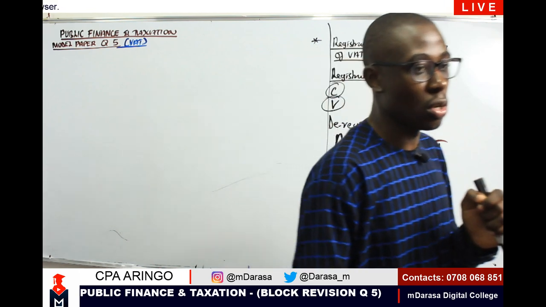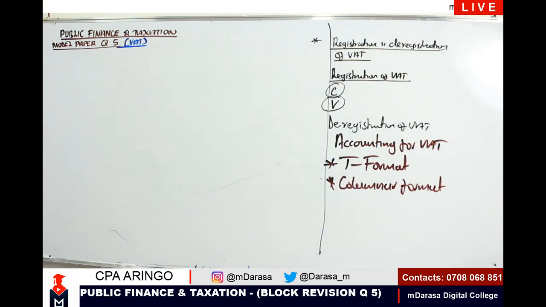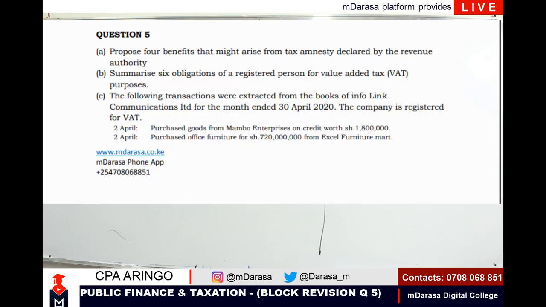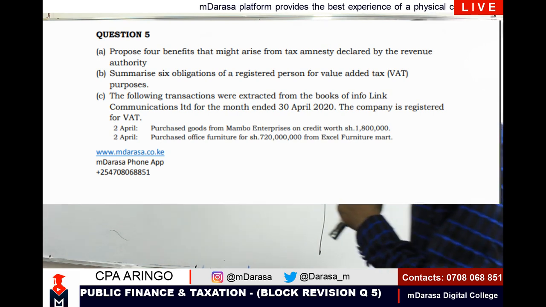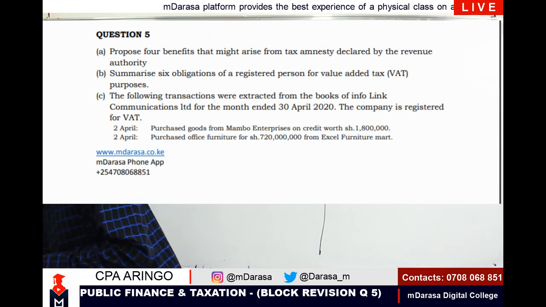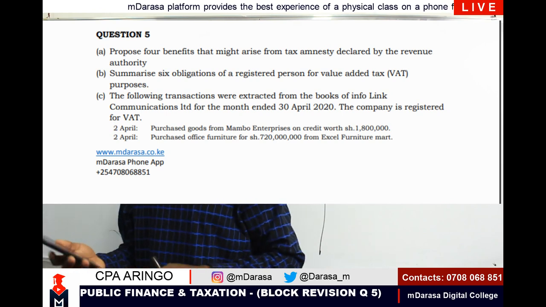Now, after we've talked about that, I want us to proceed and look at part B of the question. What were we required to do in part B? Part B of the question, my good students, this is what you are required to do: summarize 6 obligations of a registered person for VAT. Remember, this is also one of the concepts that we mentioned you should be very good at.